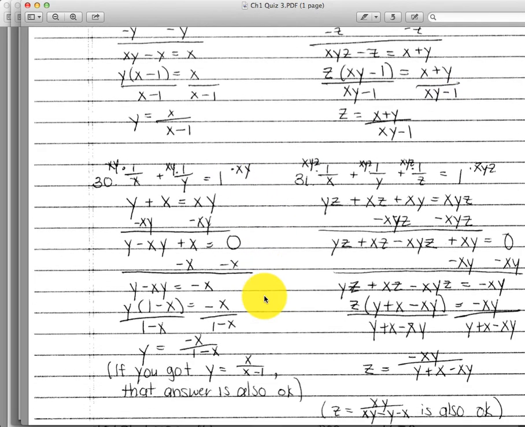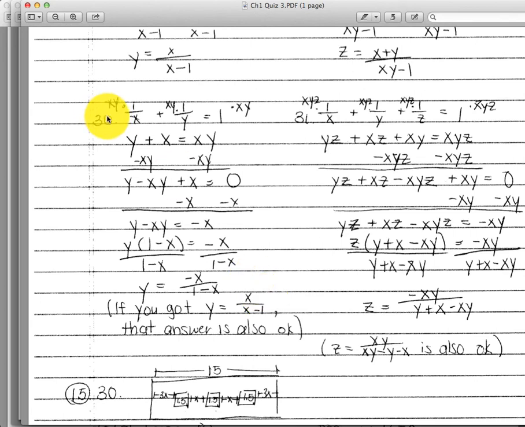In number 30, we're dealing with fractions, and so if we multiply through every single term by the common denominator, then we can get rid of our fractions. So xy is our common denominator in number 30. Multiply each term by xy. Well, xy divided by x leaves us with y. xy divided by y leaves us with x. And then 1 times xy is just xy.